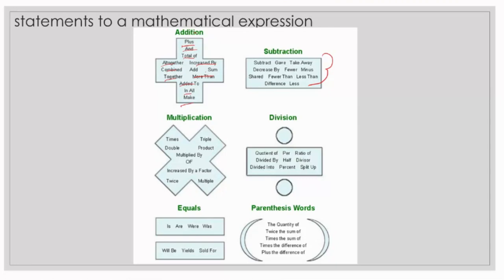And then for multiplication you find times, triple, product. Maybe they say a product of a number and a number. So now you need to know a product is a multiplication. The operation that is taking place here is multiplication. All of these are the synonyms.